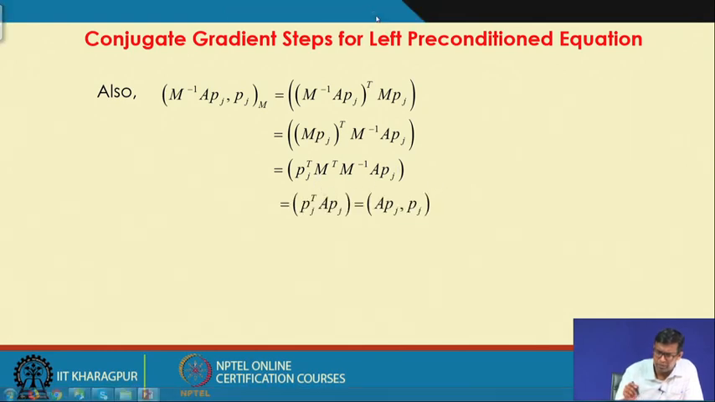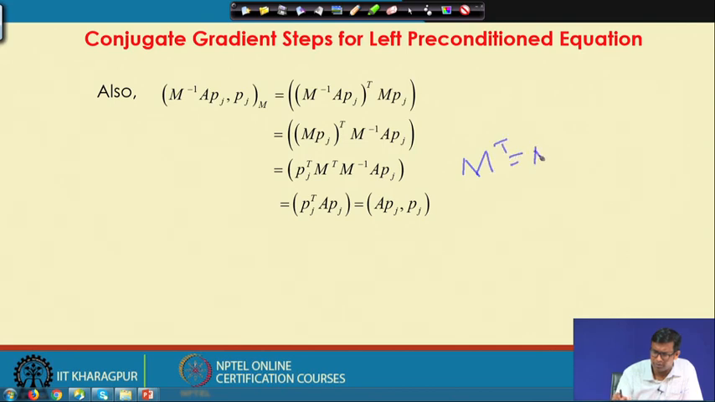M is symmetric, so M transpose is equal to M. So, this will be an identity matrix, and we will get p j transpose A p j or A p j dot p j. So, the denominator of the alpha calculation is simplified to A p j transpose p j, and remember, this is the denominator we obtained in the conjugate gradient method also.